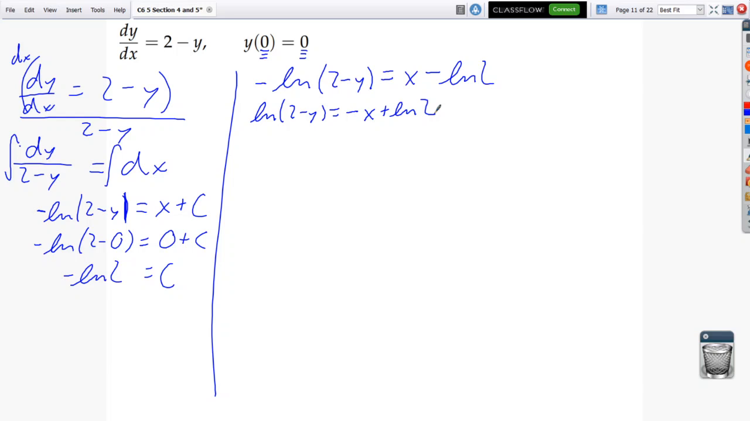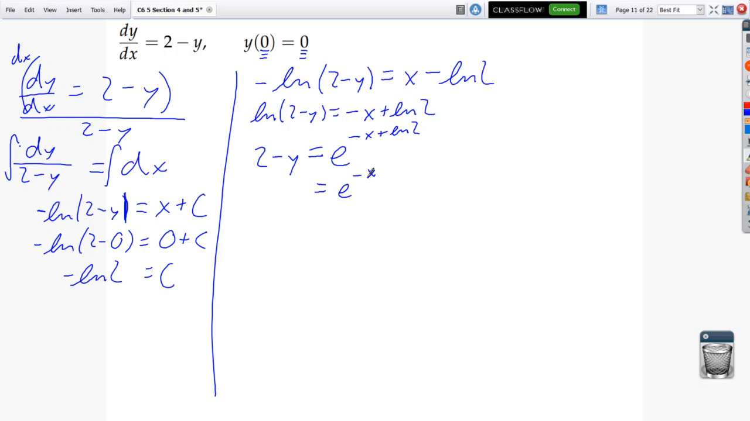Okay, so the next thing that I want to do here is I want to exponentiate both sides. So this is going to be 2 minus y, and I'm using a base of e, so on the right-hand side, I'm going to have e to the negative x plus ln of 2, remembering from trig pre-calc that e and ln undo each other. So now I've got 2 minus y is equal to e to the negative x plus ln of 2.